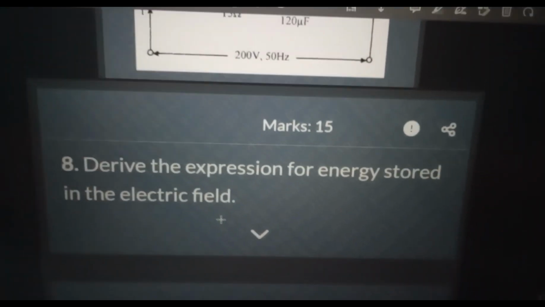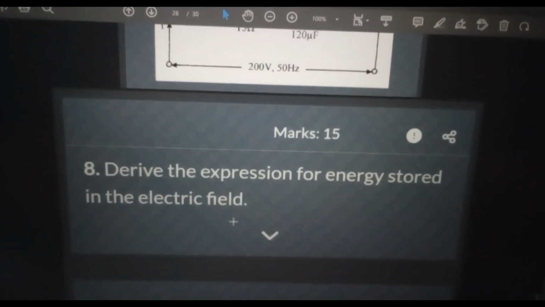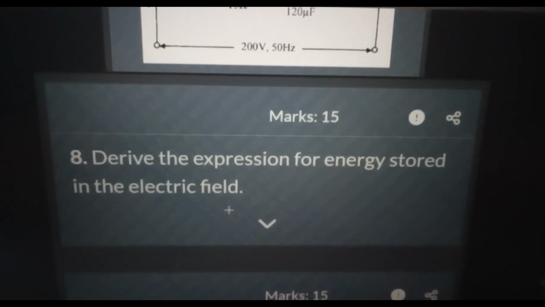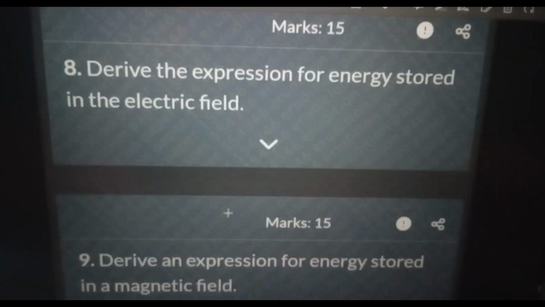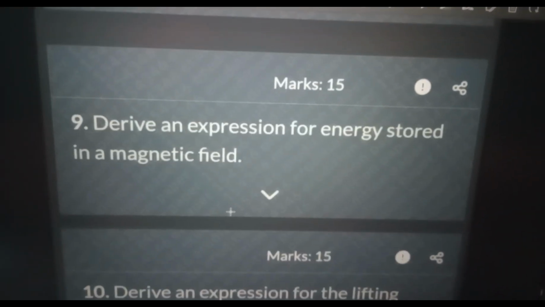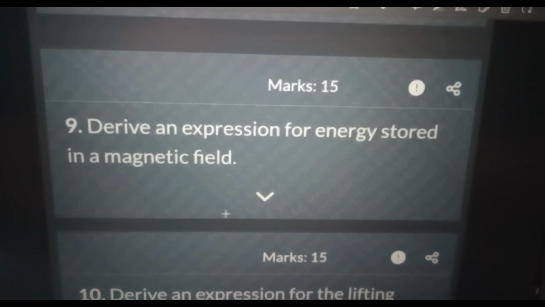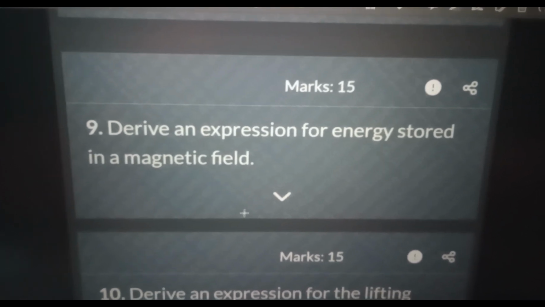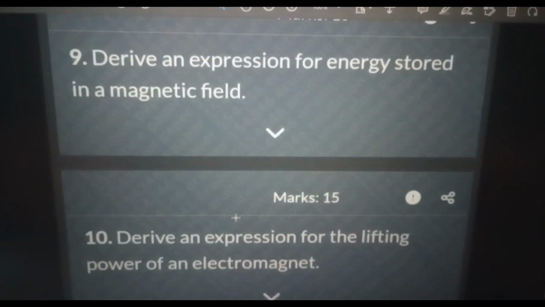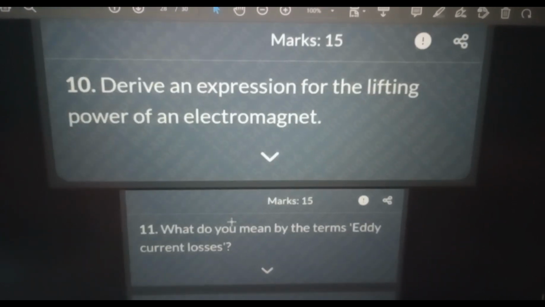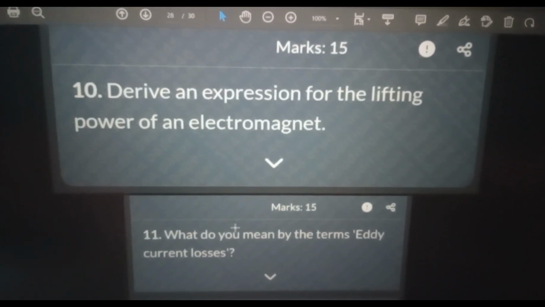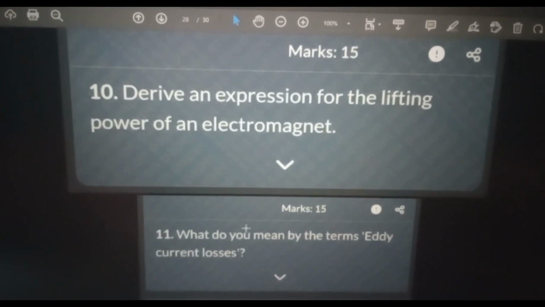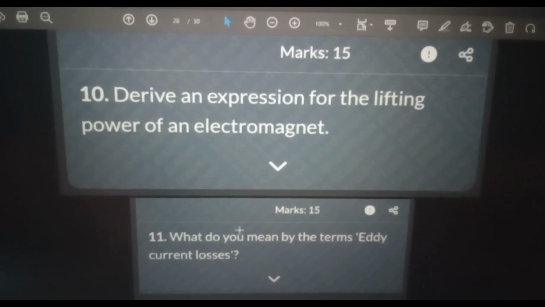Number 8. Derive the expression for energy stored in the electric field. Number 9. Derive an expression for energy stored in a magnetic field. Number 10. Derive an expression for the lifting power of an electromagnet.